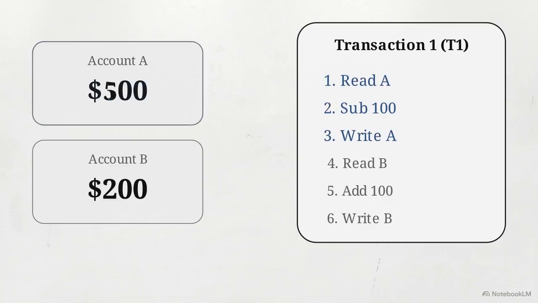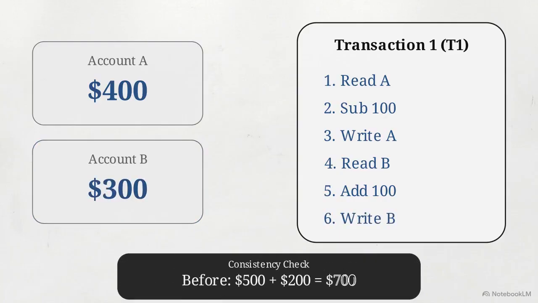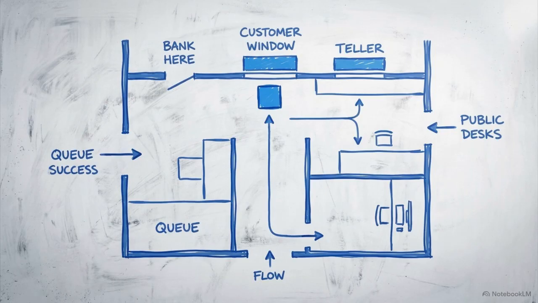Let's watch it execute. The steps light up one by one. Account A drops to 400, account B rises to 300. Before the transaction, the total money in our system was $700. After the transaction, it is exactly $700. The math holds perfectly. Running operations sequentially like this is perfectly safe.